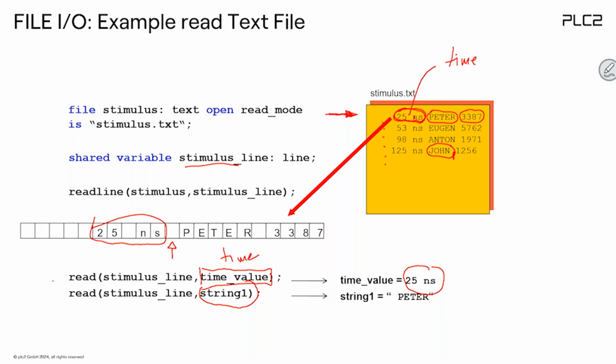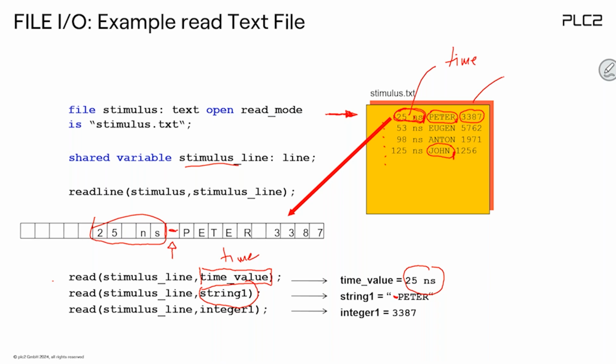Just be careful. If you use this as a string, then of course it's the delimiter. It ends here. But this blank here will be here because it starts here. Okay, so if you use a string, you will see the blank.